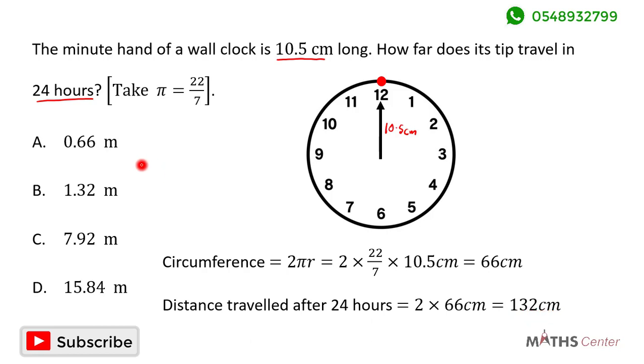When we check the options we have, we can see that all of them are in meters. So it means that we have to convert 132 centimeters to meters. To convert 132 centimeters to meters, we will divide 132 by 100. When we divide 132 by 100, we are going to have 1.32. So 132 centimeters is equal to 1.32 meters. It means that the minute hand will travel a total distance of 1.32 meters in 24 hours. When we look through the options, we can see that the correct option is B.